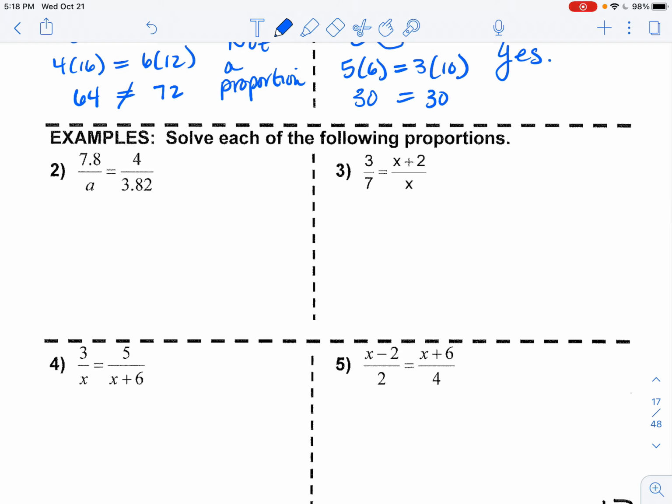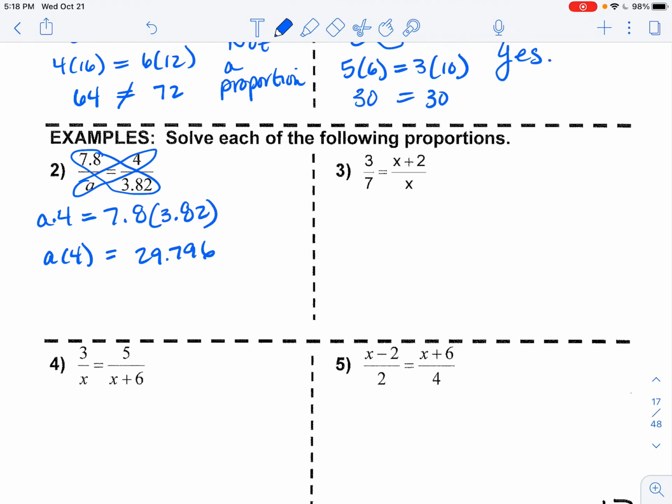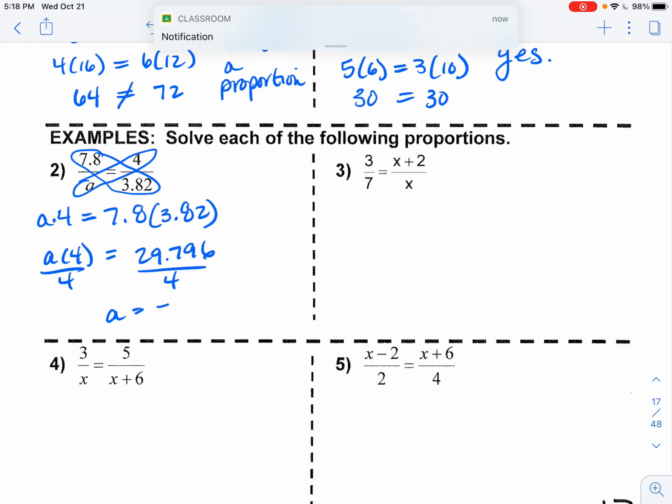All right, we've got some that we'll probably need a calculator for, so let's see. This time we're solving for A. A times 4 is equal to 7.8 times 3.82. Let me go ahead and grab a calculator and we'll get this worked out. 7.8 times 3.82. A times 4 is equal to 29.796. If I divide both sides by 4, A is going to be 7.449.